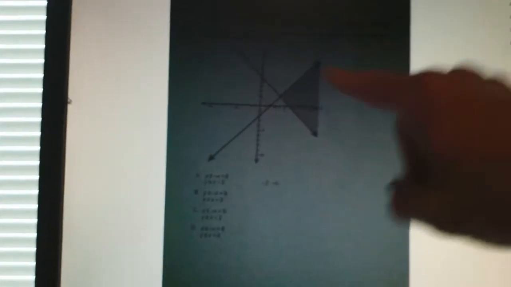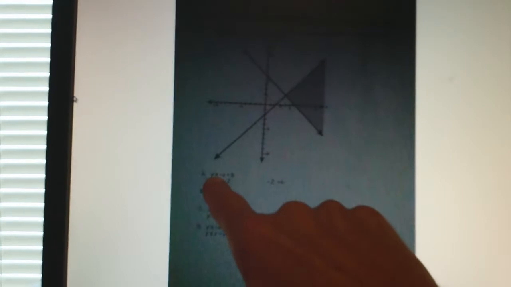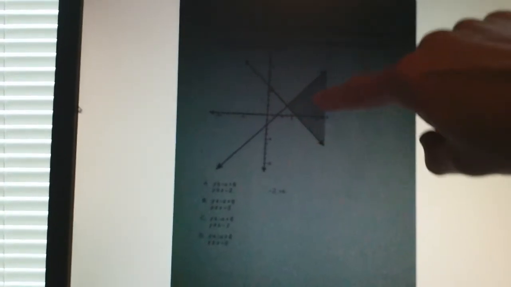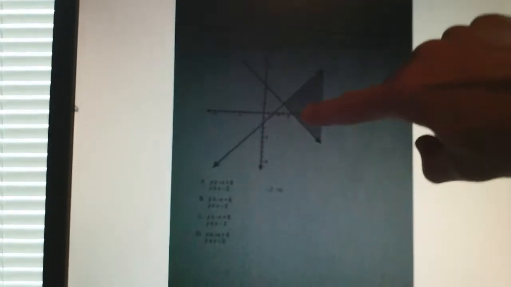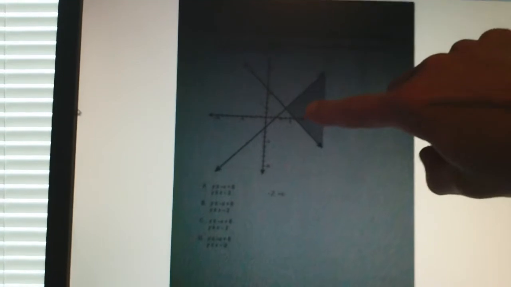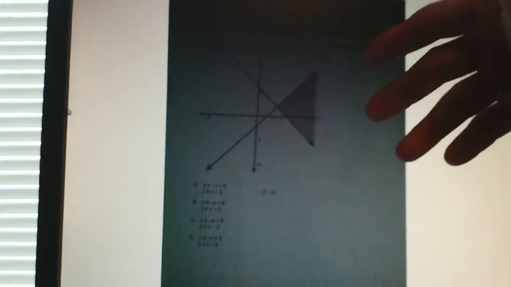All right, so now we have to look and see what's going on with the shading. We're looking at the top of each of these. So y greater than or equal to negative x plus 6, greater than or equal to, this is less than or equal to, less than or equal to. Real easy way to see it: if it's shaded above the line, and again we're looking at this line right here, it's shaded above that line, so it's greater than or equal to.